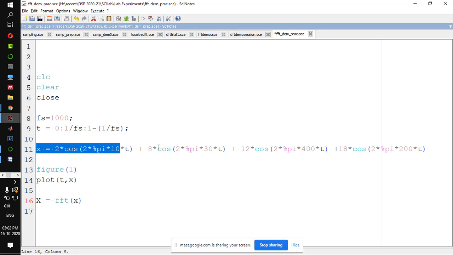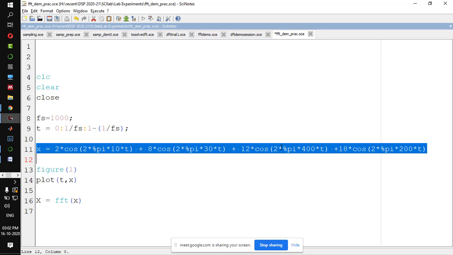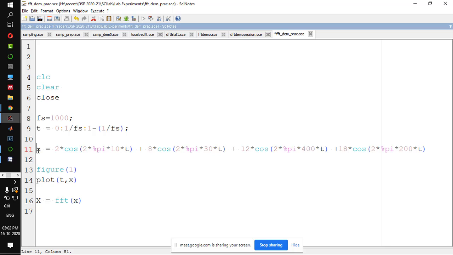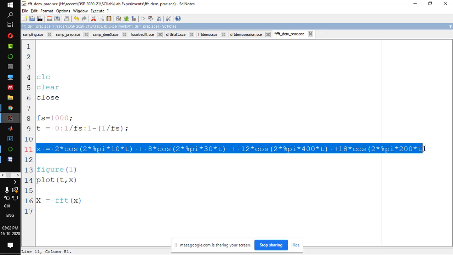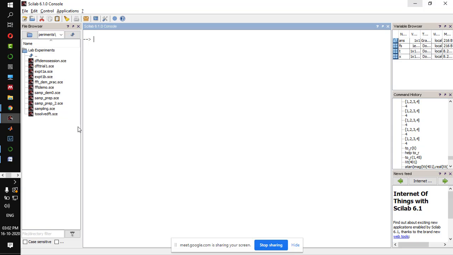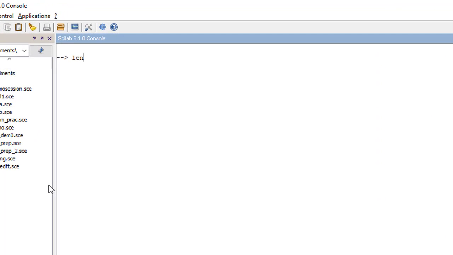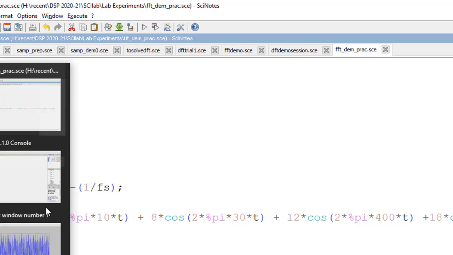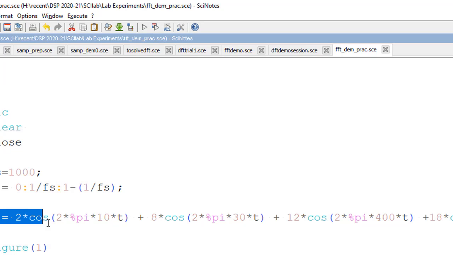So how many points are there in x of n? How many samples are there in this signal? Anybody? What is the length of this signal x of n? You can check it in your command window. If I type length of x, how many points are there? 1000 points. This has totally 1000 points.